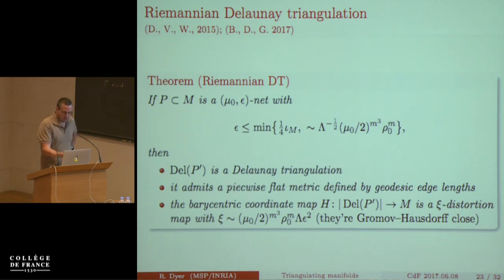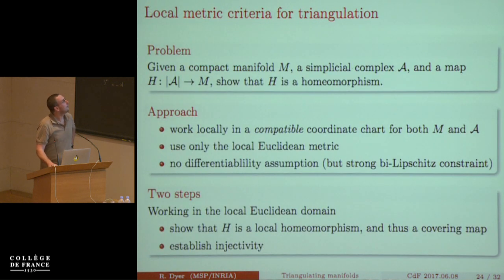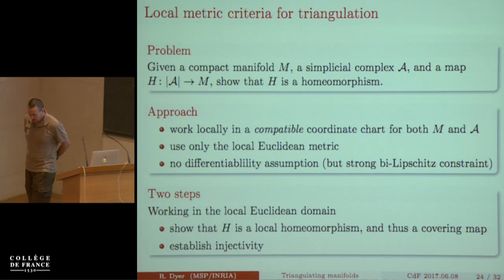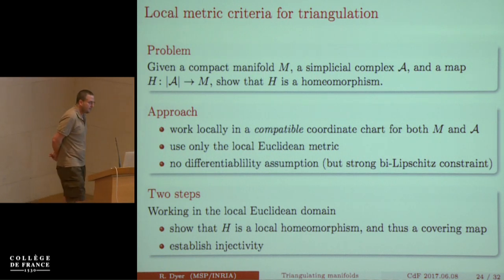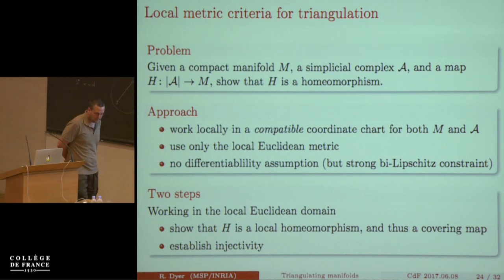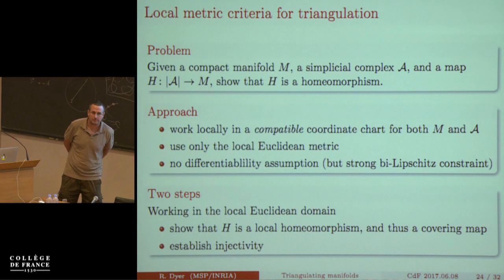So this is good, but in terms of the sampling density condition, the waters are muddy compared to the two-dimensional case. Okay, so now I want to talk about how we show that the map is a homeomorphism.